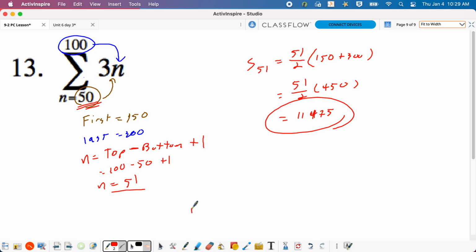Bottom number, plug it in, get your first term. Top number, plug it in, get your last term. Top number minus the bottom number and add 1 tells you your number of terms. All right, that's today's lesson.